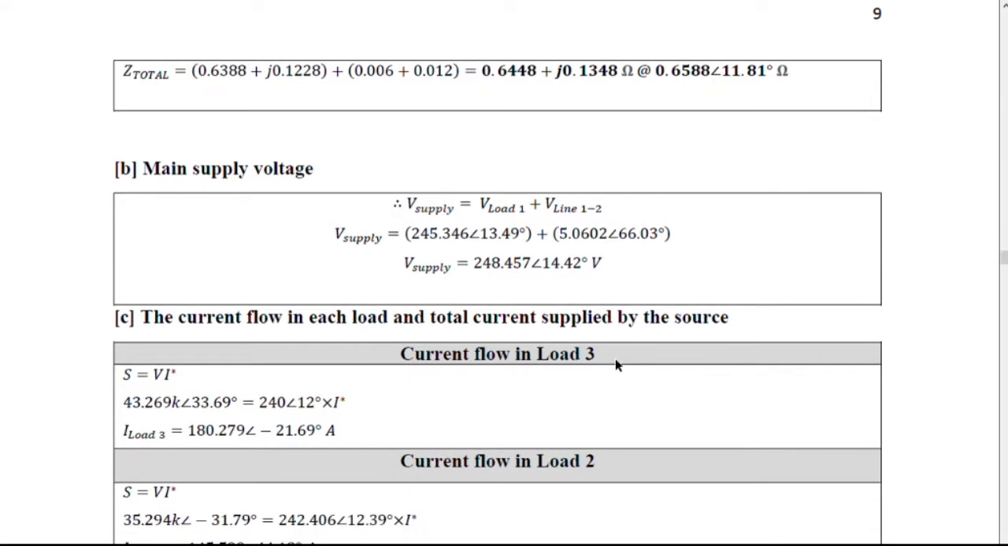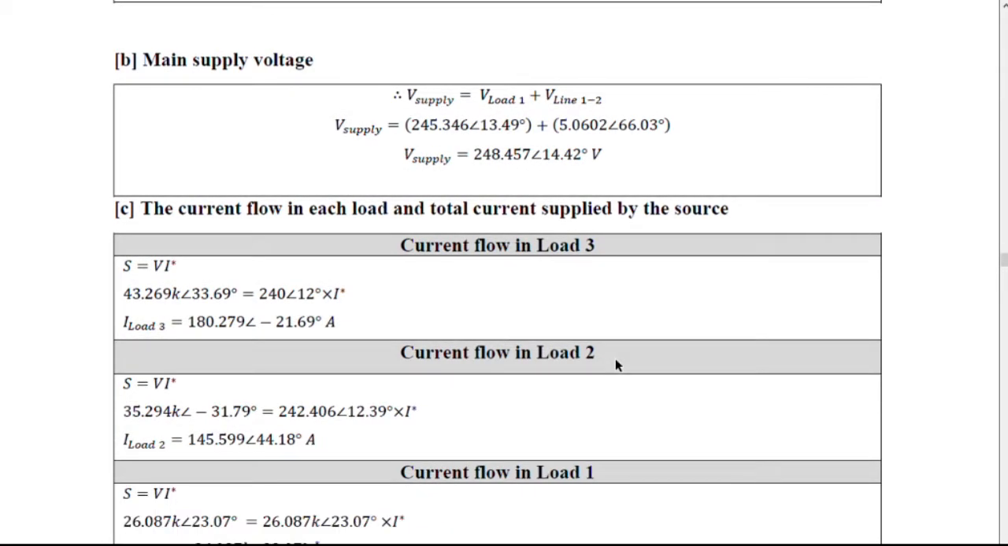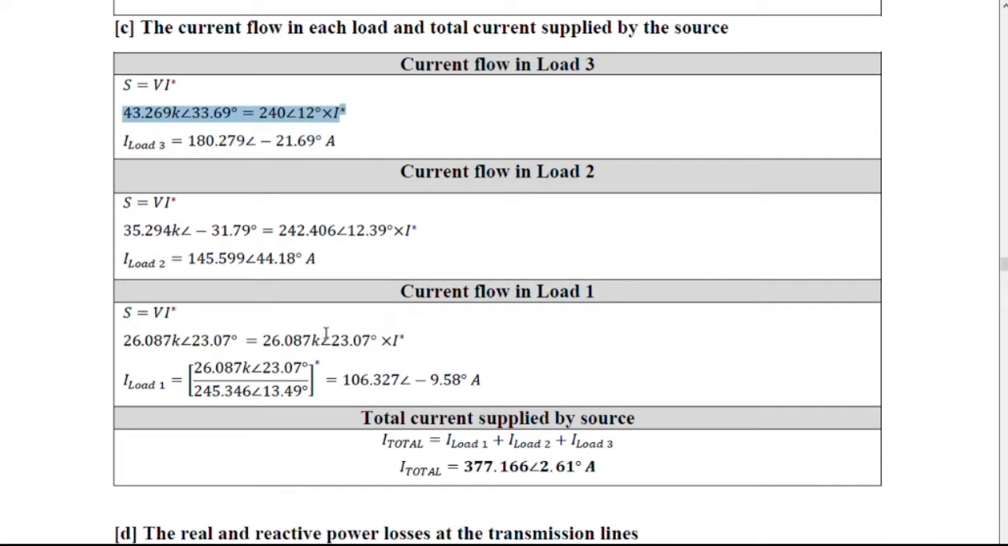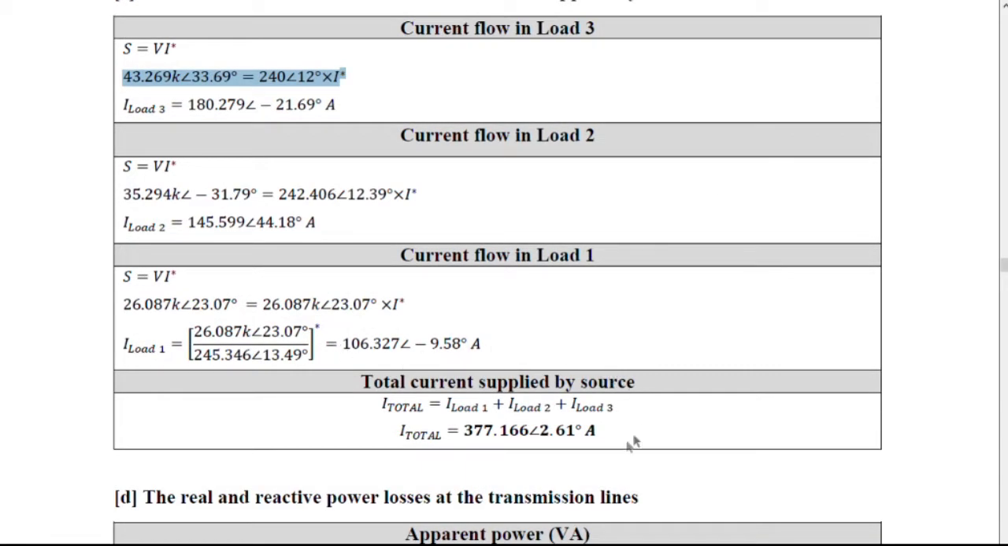For the current flow in the system, we are using the formula S, which is the apparent power, equals voltage multiplied by the current conjugate. By changing the positions of the parameters, we can find the current for each of the loads by dividing the apparent power S by the voltage at each of the loads. The total current for the system is 377.166 with an angle of 2.61 degrees ampere.